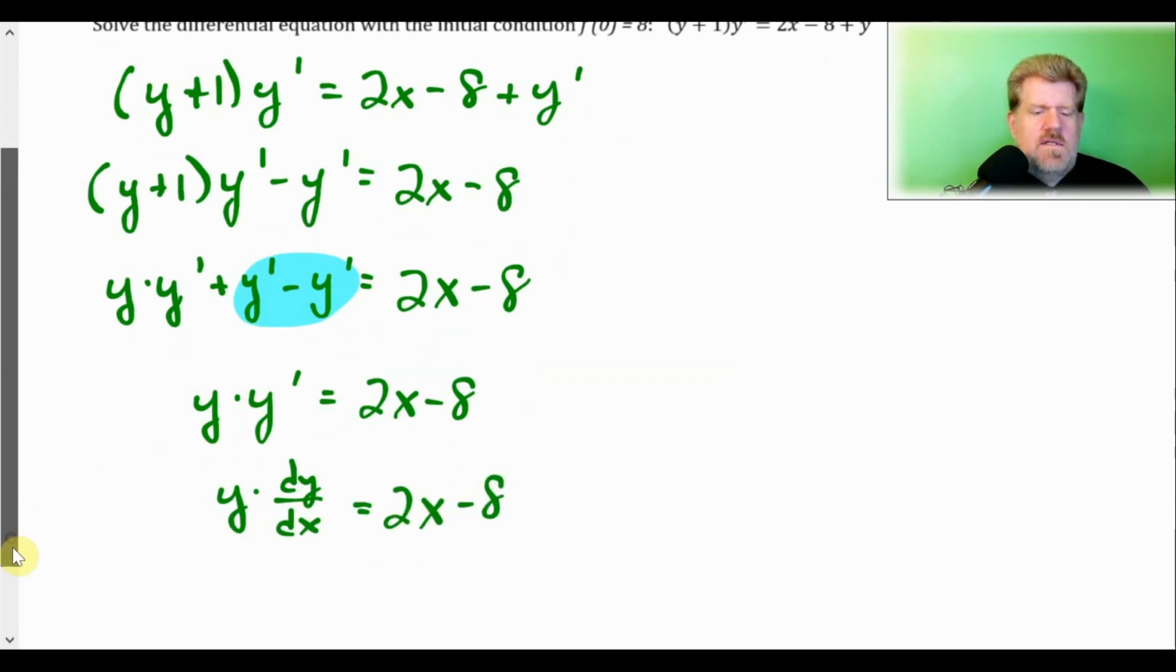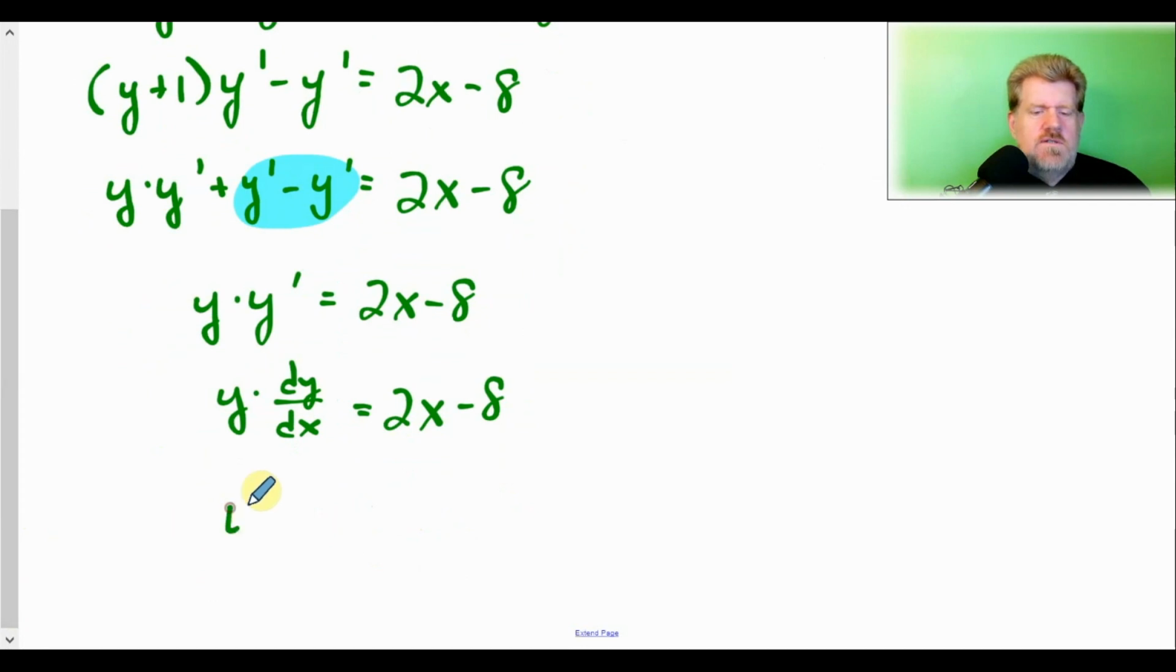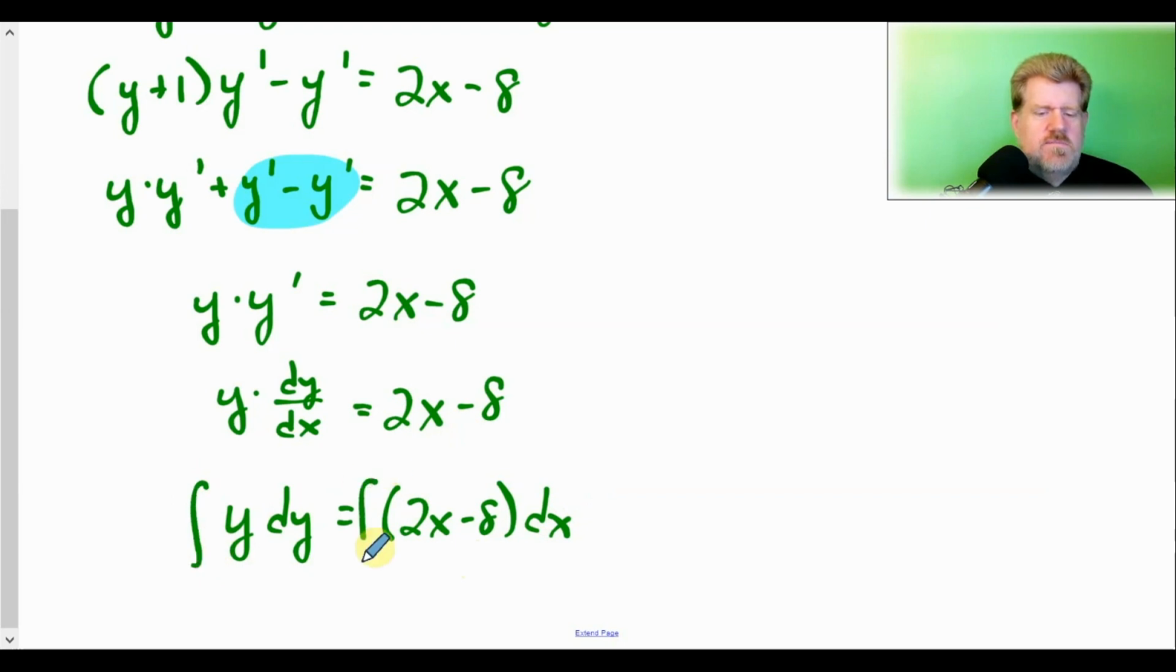All right, now I'm going to separate them. Whoops, that would be wrong. The x comes over here. Y's, x's, integrate. Okay. Antiderivative of y, we'll put that up here, would be 1/2 y squared.